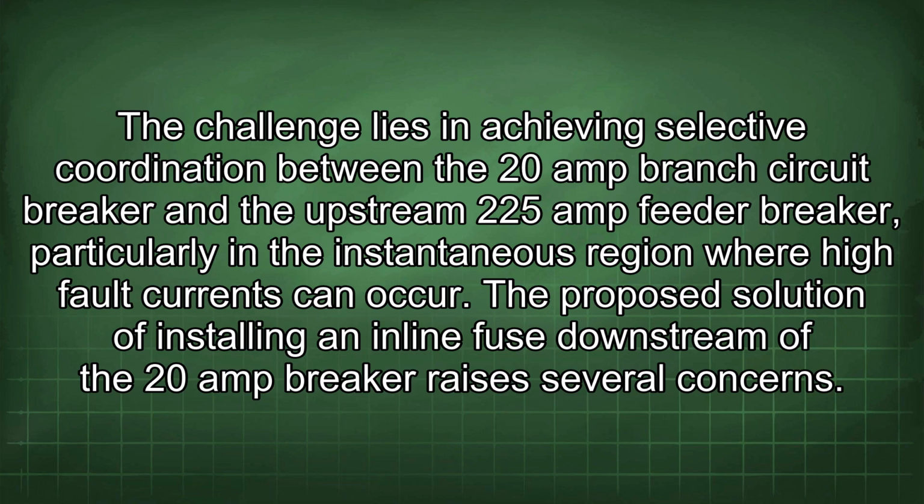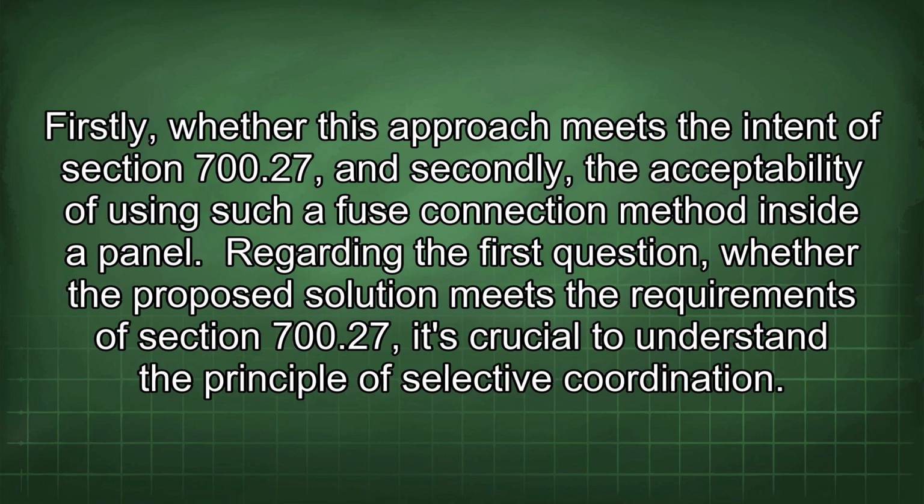The challenge lies in achieving selective coordination between the 20 amp branch circuit breaker and the upstream 225 amp feeder breaker, particularly in the instantaneous region where high fault currents can occur. The proposed solution of installing an inline fuse downstream of the 20 amp breaker raises several concerns. Firstly, whether this approach meets the intent of Section 700.27, and secondly, the acceptability of using such a fuse connection method inside a panel.